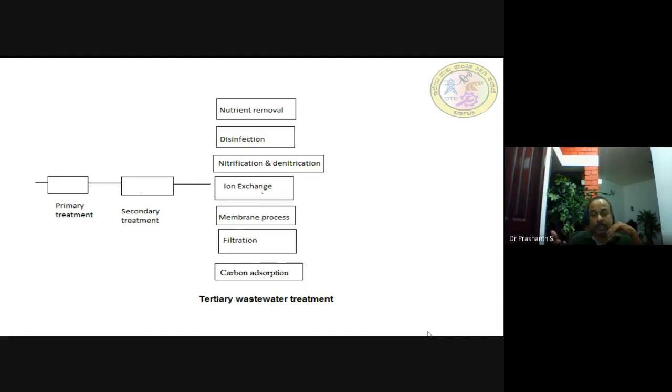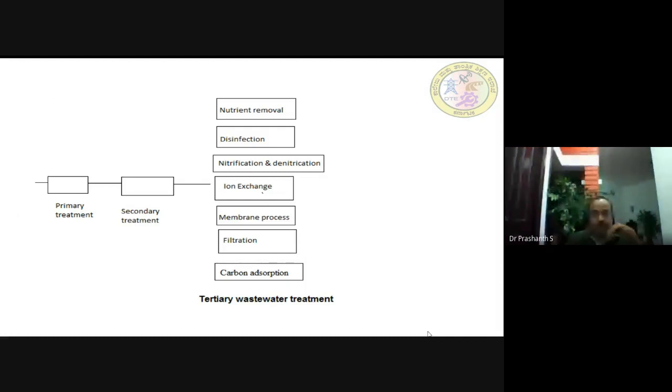What we generally do once the secondary treatment is done is this: the wastewater is not simply thrown into a nearby river or lake, because it has to be checked. If nutrients or pathogens are present, it definitely has to be treated. So the advanced treatments generally done to sewage include nutrient removal, which means removal of nitrogen and phosphorus.